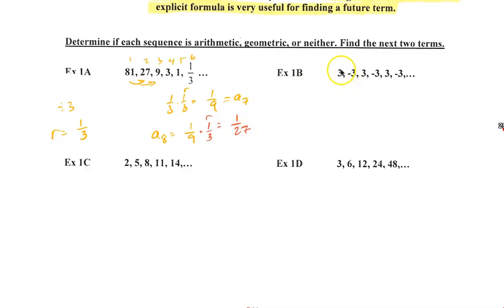This one, we're getting -3, 3, -3, 3. Our common ratio is -1. We're multiplying by -1 each time. Multiply by -1, multiply by -1. So my next term would be 3 and then -3. All that's going on is you're multiplying by -1 every single time, and it's a geometric sequence. So this is geometric.